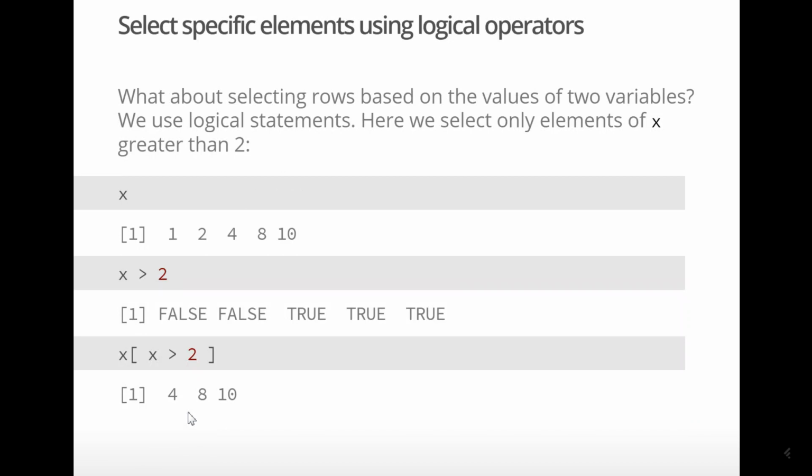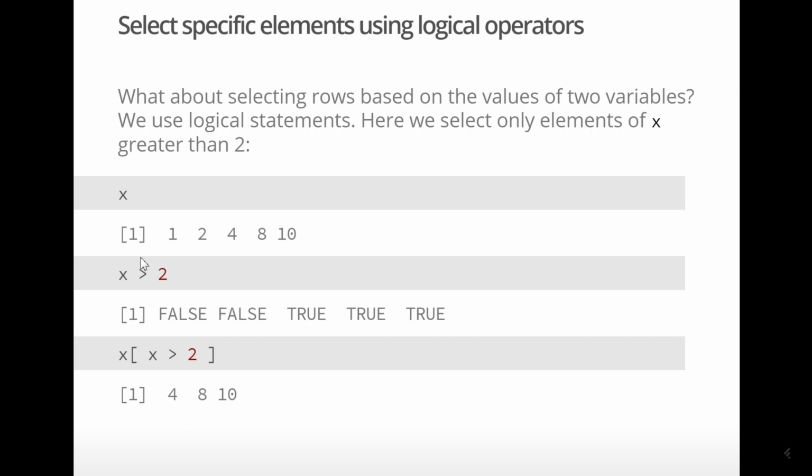But most of the time, you're not going to end up just selecting individual elements. You want to basically use the data to tell you what elements to select. So if I still have that vector x, which is 1, 2, 4, 8, and 10, this is where the logical class comes in. If I say x greater than 2, it's going to return a logical class that tests that condition on every single element.